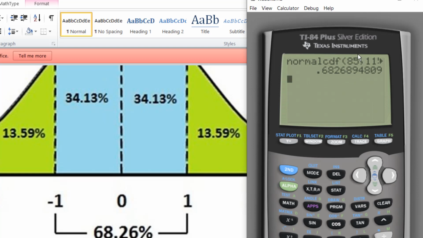Like I said, if you don't use the calculator or you don't convert your actual values that you're working with to z-scores or z-values, then you would have to use a table.